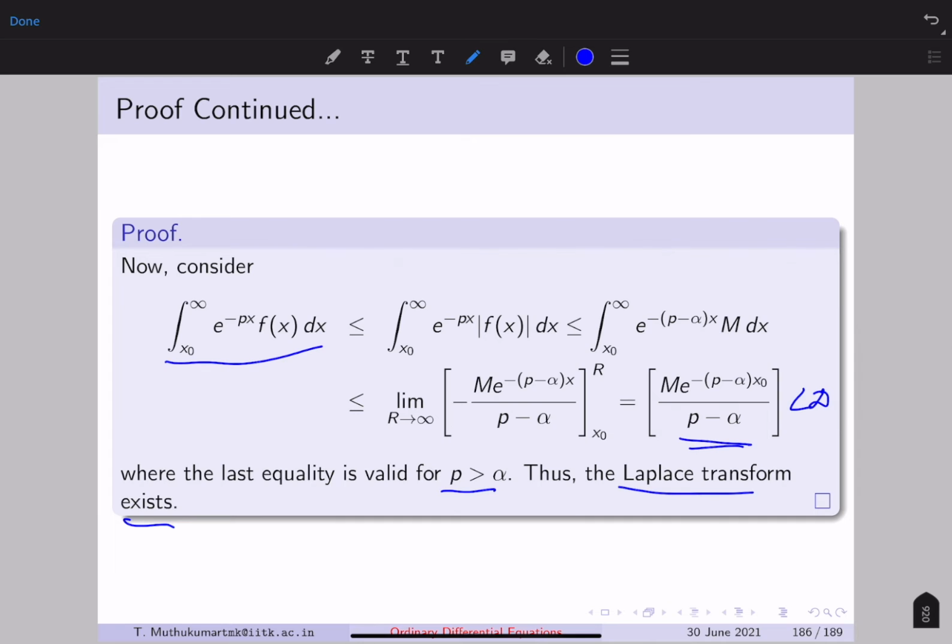Okay, so what has this theorem given you? This theorem has given you an assurance. We don't know whether the Laplace transform exists for all functions. What we know is that if the function is piecewise continuous on the interval [0, a] for all possible a, and if it is of exponential order, then the Laplace transform always exists. Okay.